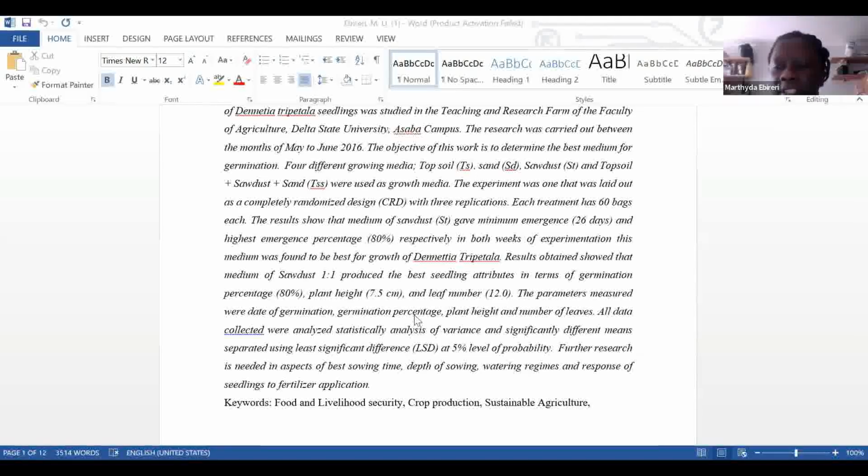If you want to get a high emergence percentage, it is good that they use sawdust instead of topsoil, because using topsoil, they might not see any emergence from the plant, but by the use of sawdust and a combination of sawdust, topsoil, and sand, they can have a high germination percentage. Thank you. Wow, that's a beautiful one too.